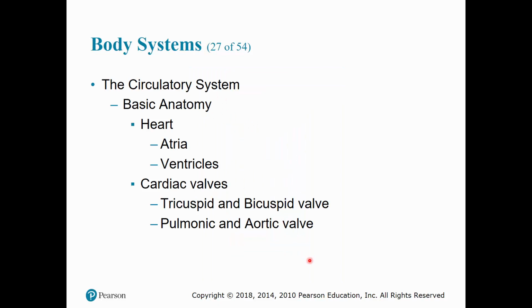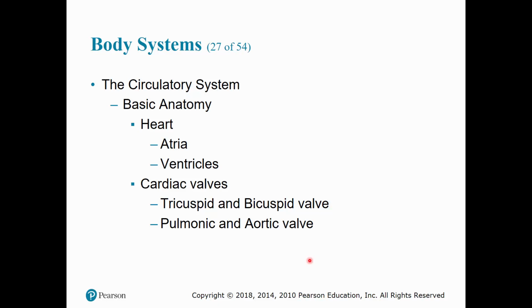Within our heart, you have four chambers. The upper chambers are called the atria. The atria receive blood from veins. The right atrium receives oxygen-depleted blood from the veins of the body, and the left atrium receives oxygen-rich blood from the pulmonary veins from the lungs.